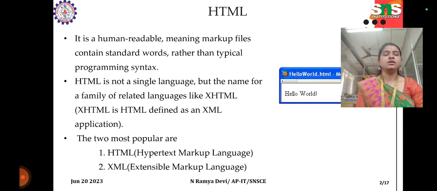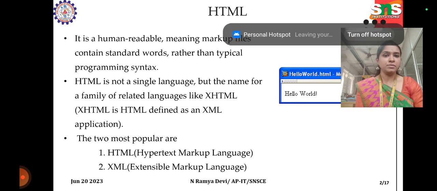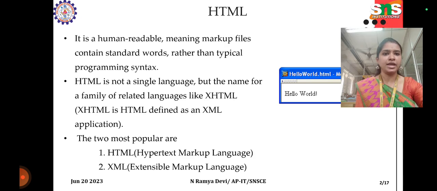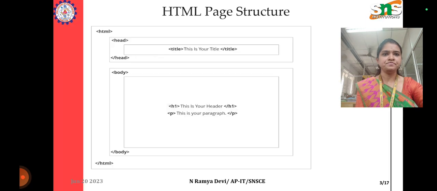So HTML is human readable; markup files contain standard words rather than typical programming syntax. HTML is not a single language but the name for a family of related languages like XHTML. XHTML is HTML defined as an XML application. The two most popular markup languages are hypertext markup language and XML, extensible markup language.